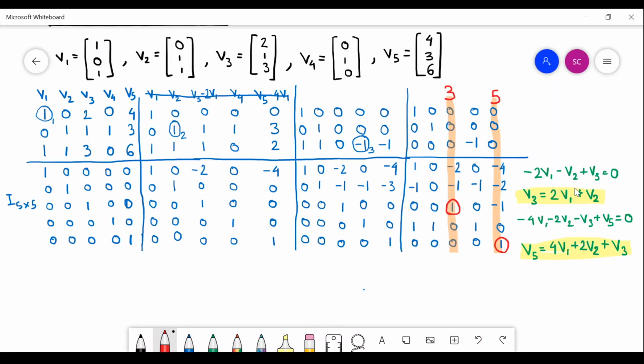You can argue with me that v2 can also be expressed in terms of v1 and v3. Here also v2 can be expressed in terms of v1 and v3. So that is also true, but what I am trying to show you is that directly you are getting that v3 and v5 can be expressed in terms of the other vectors. So you don't need to do any interchange and scaling operations on this particular equation.